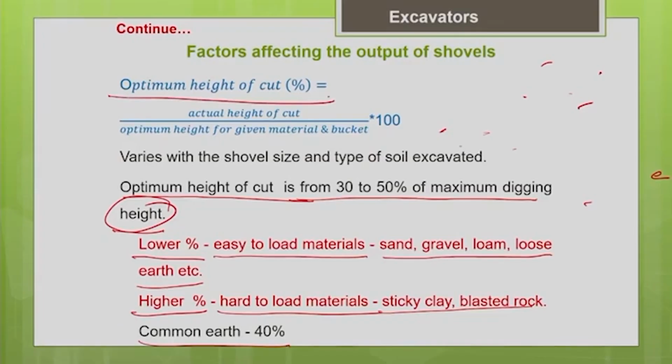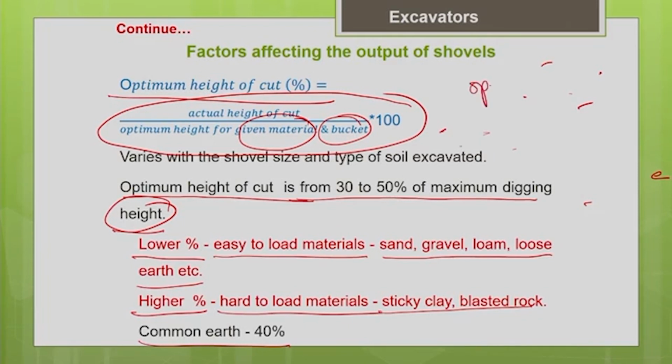So the optimum height of cut percentage is nothing but actual height of cut divided by optimum height for the given material and for the given bucket, that means for the given dimension of the shovel. Based upon that you can find the optimum height of cut percentage. Say for example, for a particular French shovel, the optimum height of cut needed is 4 meter, based upon the material type as well as the maximum cutting height. We found that it is 4 meter. But the actual height of cut in your project site is say 2 meter.